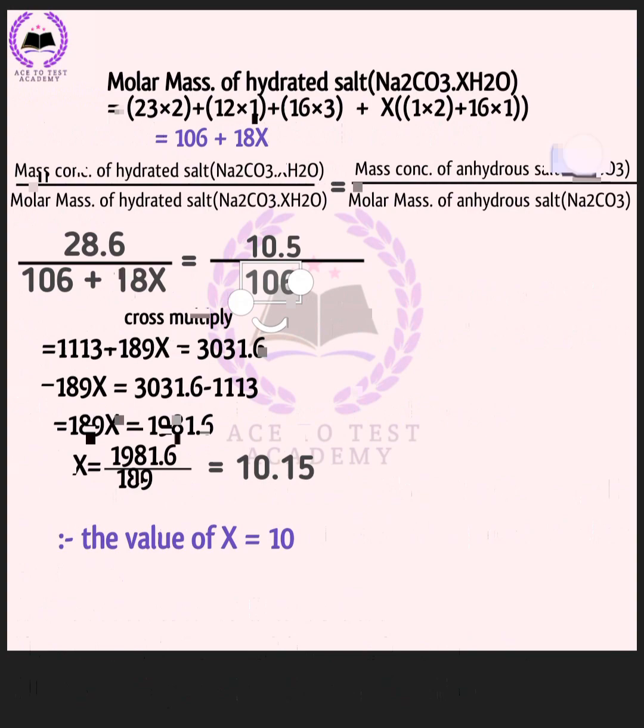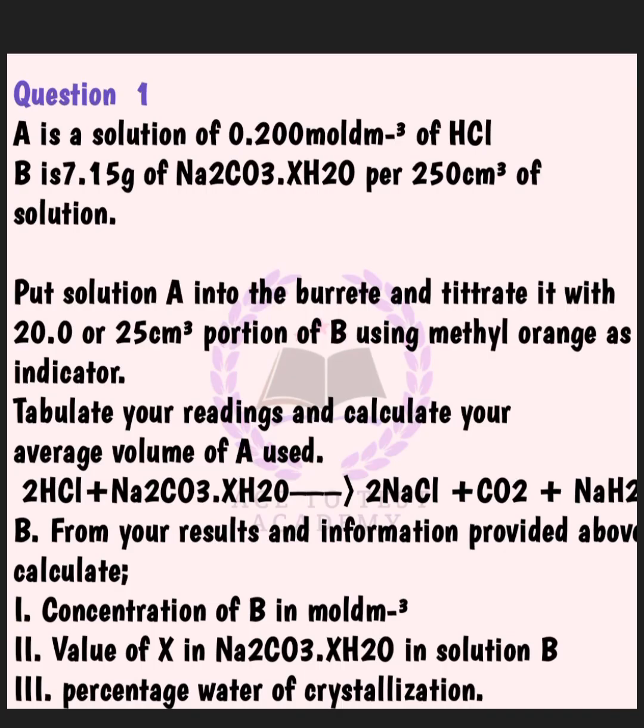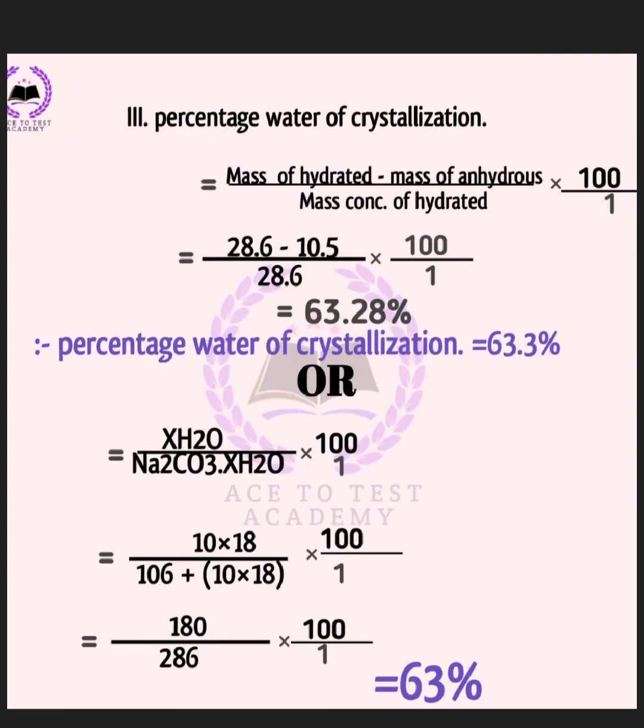The percentage water of crystallization. You can do this one in two ways. Like I said, you can actually do it in two ways. The formula is mass of hydrated minus mass of anhydrous. Mass of hydrated is the one containing water we calculated, and mass of anhydrous is the 10.5 also calculated, over mass concentration of hydrated, the same thing. I can also call it mass here, since the three are mass concentration, so you can use mass or mass concentration. Don't let this one confuse us.